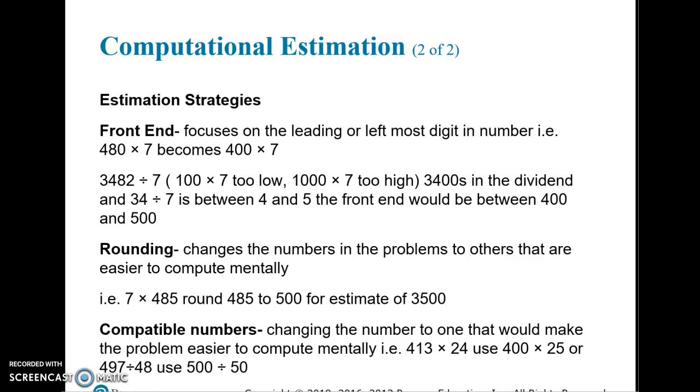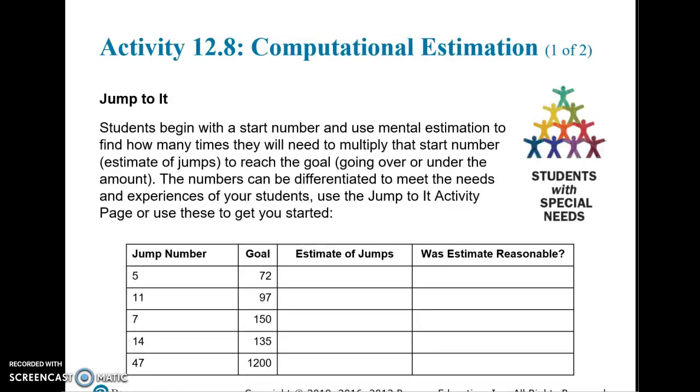Many percent, fraction, and rate situations involve division, and the compatible numbers strategy is quite useful. In this activity, students are using a jump number, and they're going to estimate how many times they have to jump that number to reach a goal. Like 5, and then I estimate 10 times it would take to get to 72, which is 50. So did I reach my goal? No.